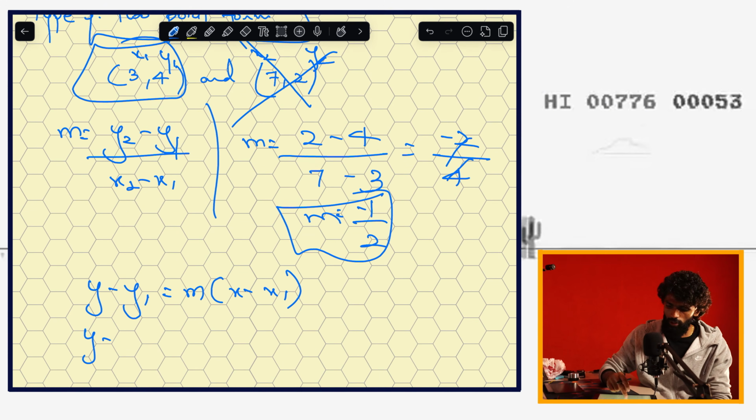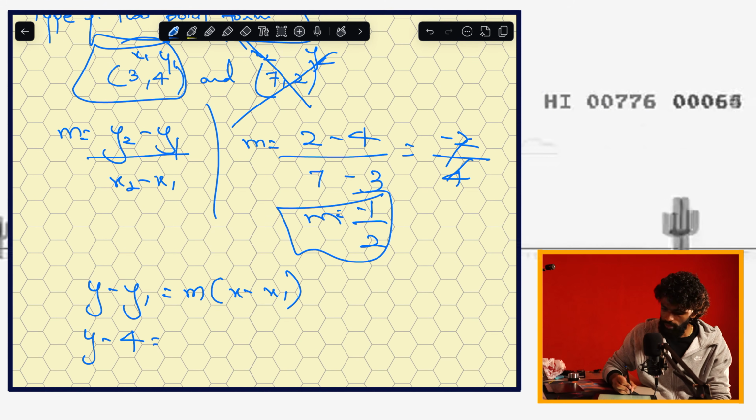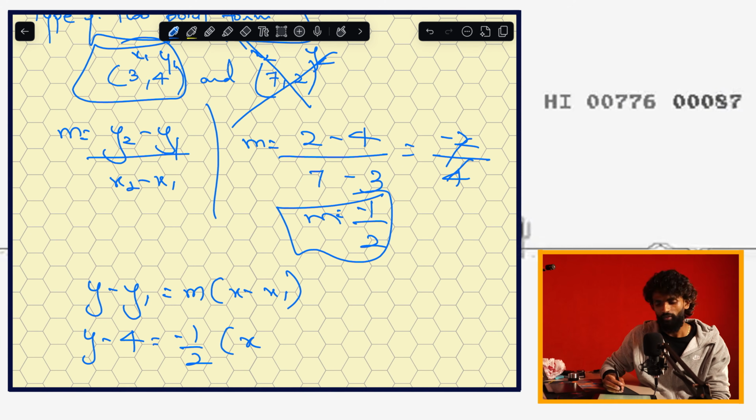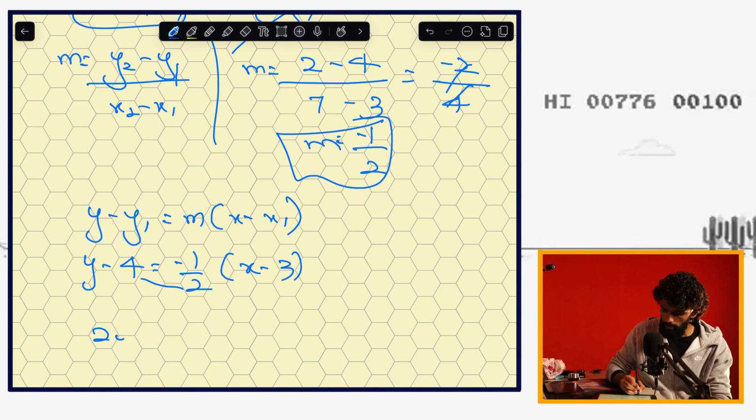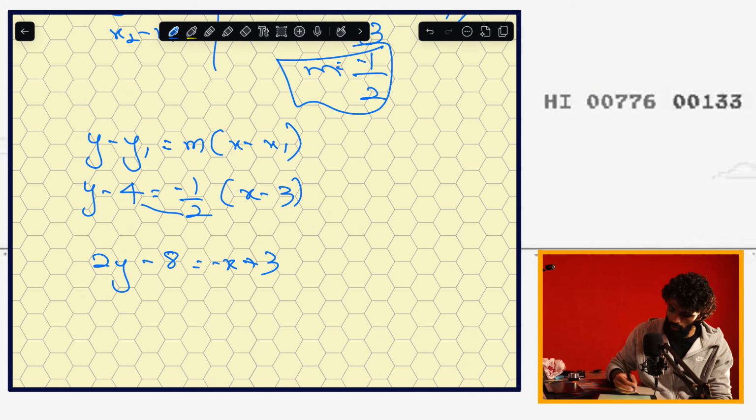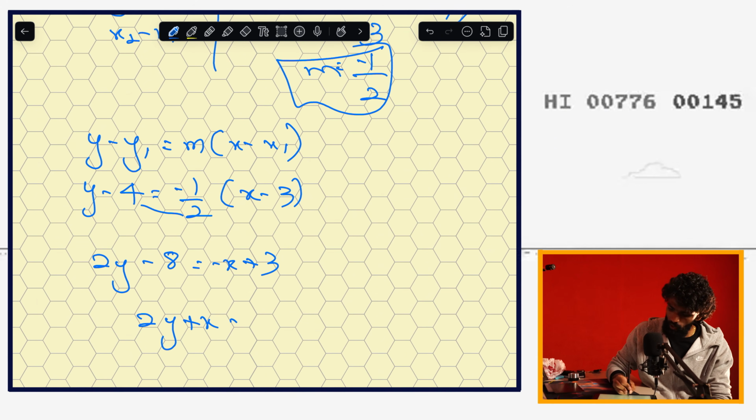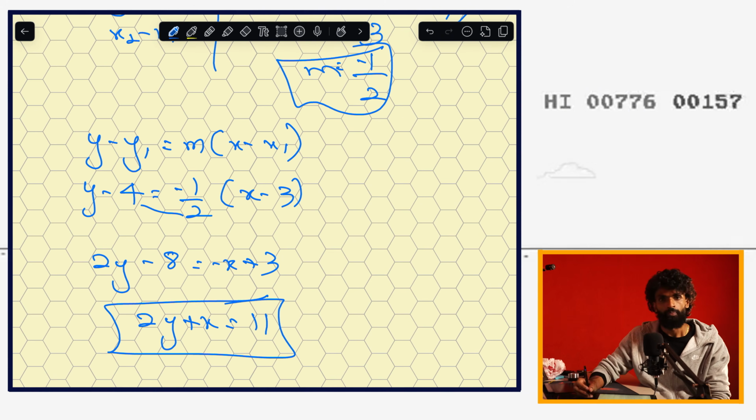Now y1's value is your first thing. 4 equals m, which is minus 1 by 2. X as it is because the final answer should have x and y in it. Minus x1, which is 3. Now what can be done? I crisscross, it becomes 2y minus 8 equals minus x plus 3. So here 2y plus x equals 11. This is my final answer. So obviously based on these things, we'll have to do many more types of questions.